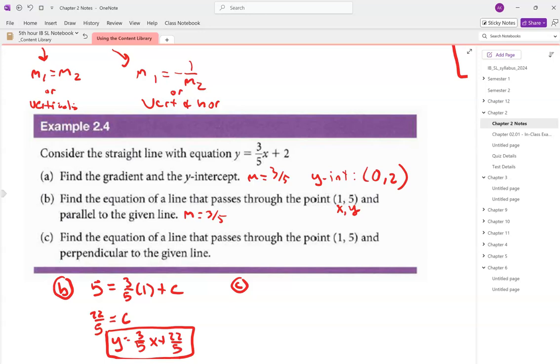For part C, it says, find the equation of the line that passes through the point (1, 5) and is perpendicular to the given line. What's my slope now got to be? Negative 5/3, right? The negative reciprocal. Everybody's cool? So C is going to be 20/3.